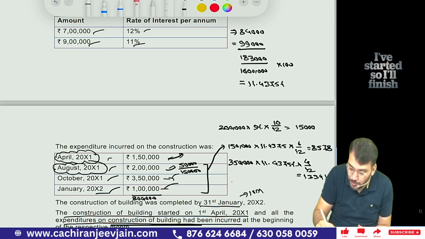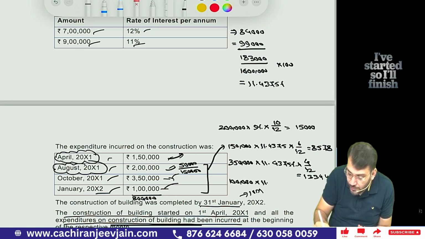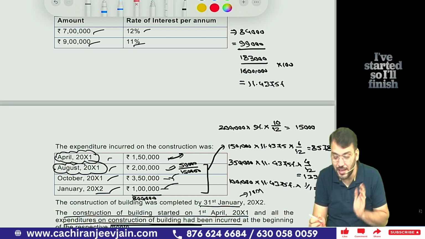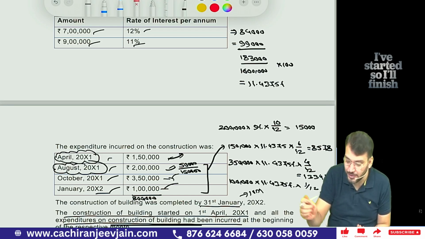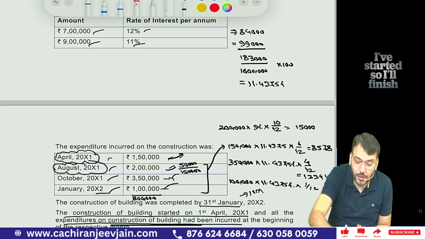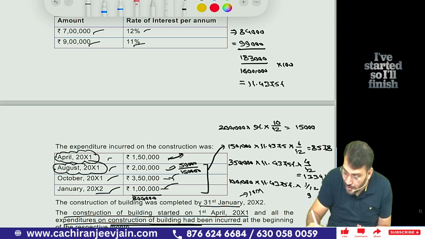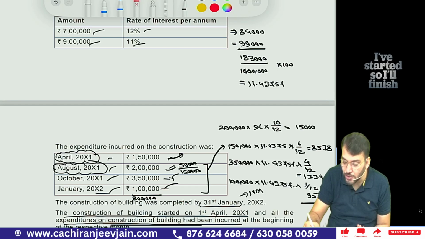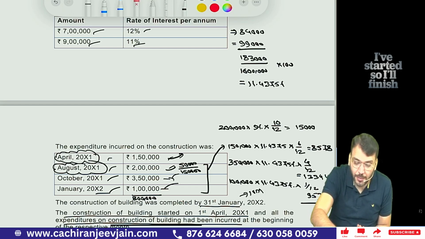Then January, it will be 1 lakh into 11.4375% into 1 by 12, because January is the last month, 1 by 12 for the capitalization period. So 1 lakh into 11.4375% into 1 divided by 12, it is coming 953. So what is the total? Total is coming 8578 plus 13,344 plus 953.